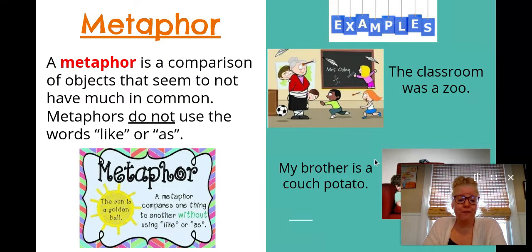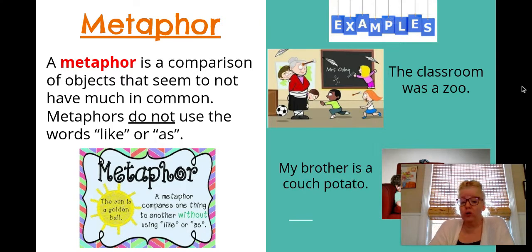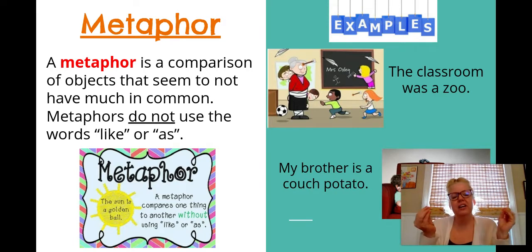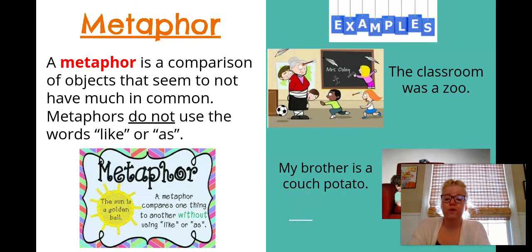Okay, metaphor is also a comparison of objects that seem to not have much in common. So it's comparing two things that you wouldn't really think are alike. Metaphors do not use the word like or the word as. So, for example, the sun is a golden ball.